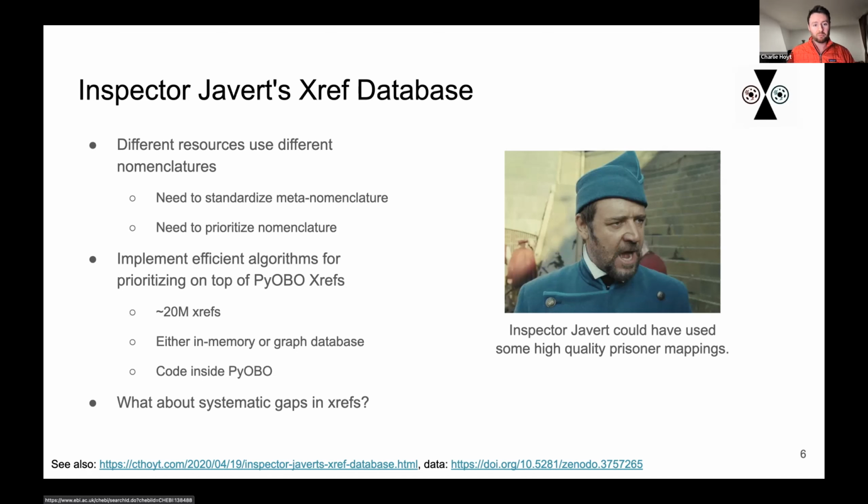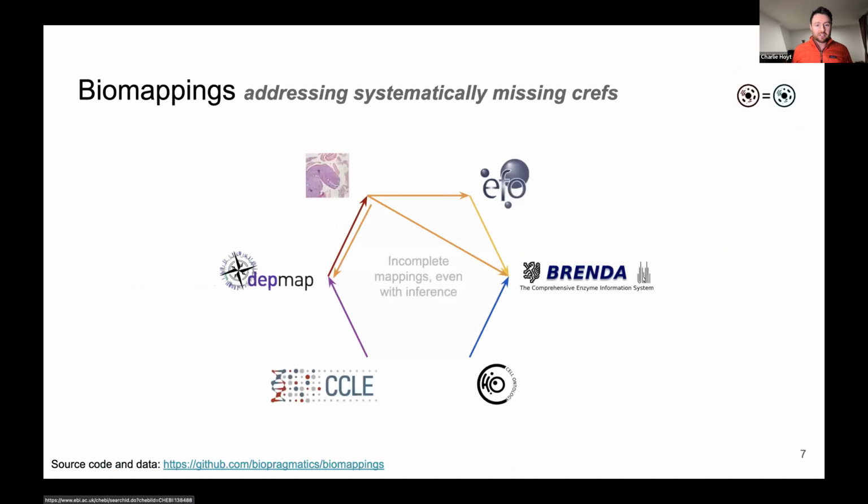But there's one big problem with ontologies and databases and pulling all of these cross-references out of them. There's actually some systematic gaps in what's available. And so this brings us to the next part of the Biopragmatics stack, which is Biomappings. And this is our way of addressing these systematically missing xrefs. Yes, an xref, cross-reference.